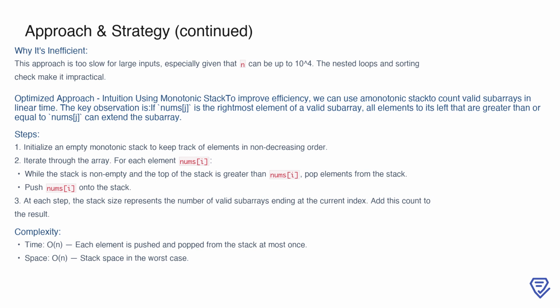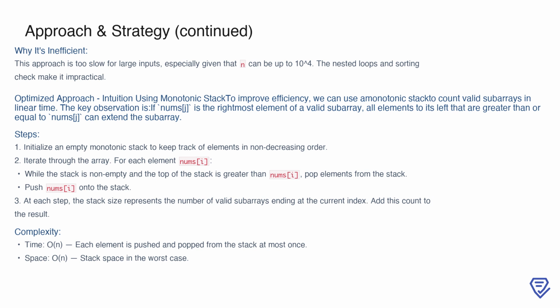This leads us to consider optimized solutions, such as using a monotonic stack. A monotonic stack allows us to count valid subarrays in linear time by leveraging a key observation about the problem. The idea is that if an element nums[j] is the rightmost element of a valid subarray, then all elements to its left that are greater than or equal to nums[j] can extend this subarray. To implement this, we initialize an empty monotonic stack that maintains elements in non-decreasing order.